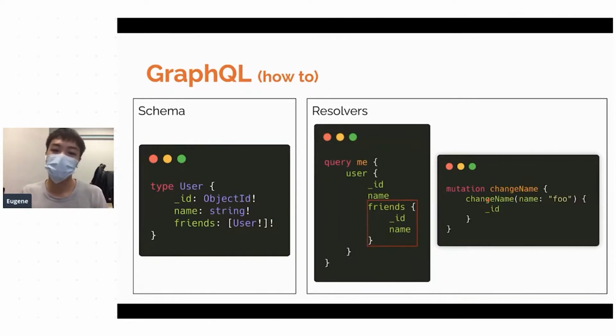The very special part of GraphQL is the highlighted part, where you can actually query nested information, for example the name of each of the friends. And this is not possible in a traditional API.